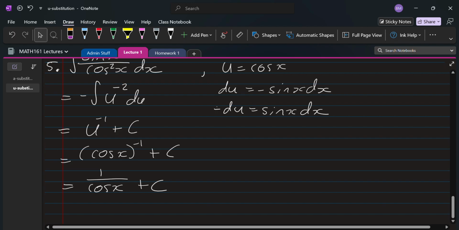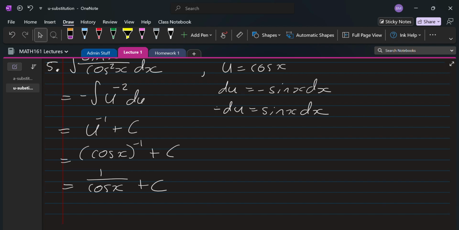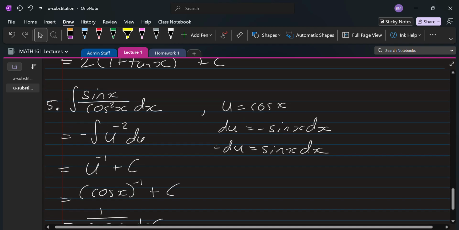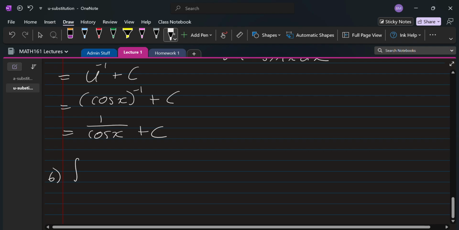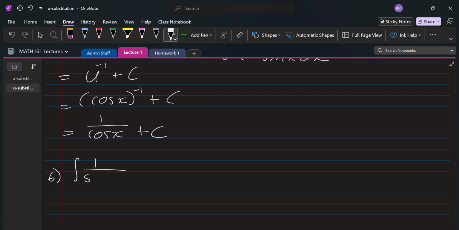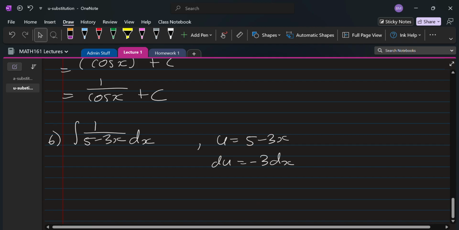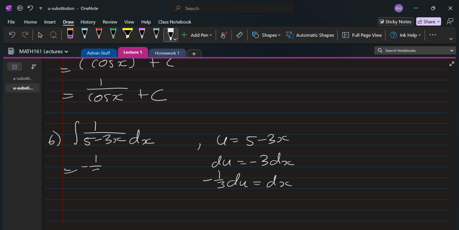Any questions so far? Good. That's number 5. Number 6. We have the integral of 1 over 5 minus 3x dx. Pretty easy. There's only one thing we can do. We can say u is that bottom bit over there. So u is 5 minus 3x. Du is minus 3 dx. We don't have a minus 3 there, so let's take it over to the other side. So minus a third du is dx. So this becomes minus a third integral 1 over u du.